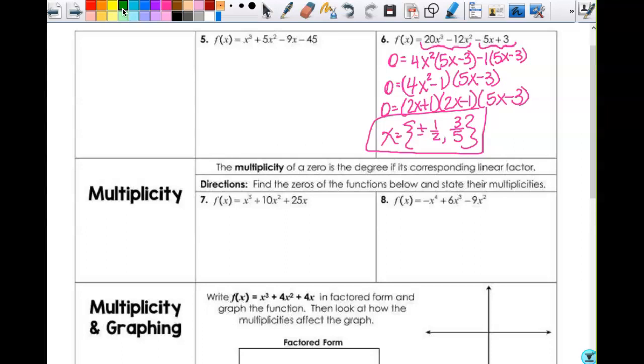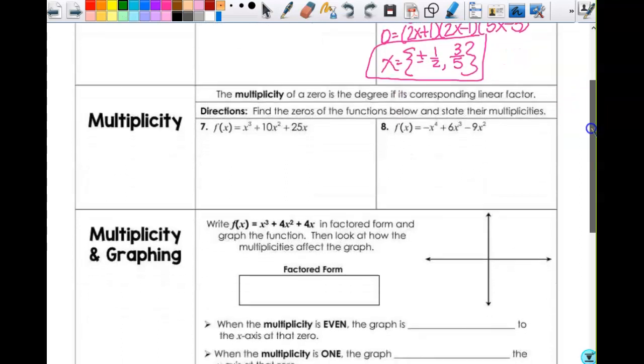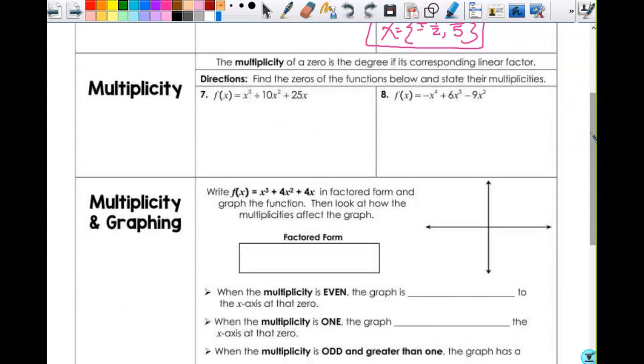What questions do we have? Anything? We're good? We can factor? Yay, if we can factor, we're going to be super successful at a lot of things. If not, we need to go back and practice. Okay, so on to what we're doing with this right now.